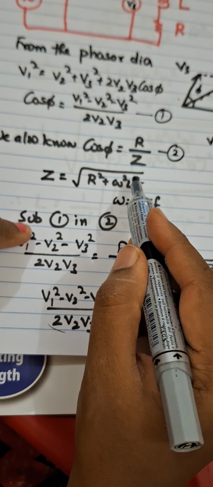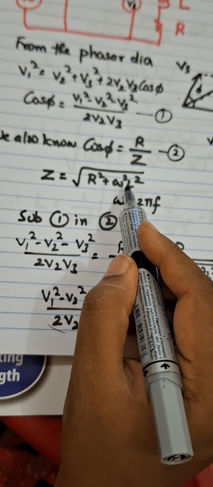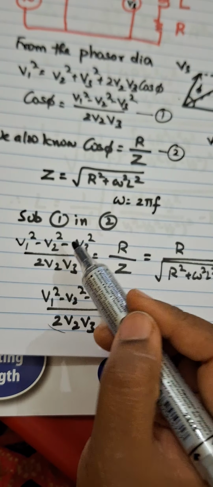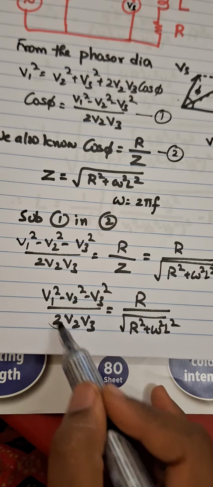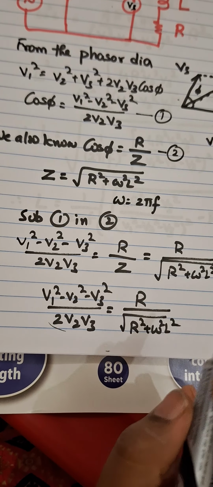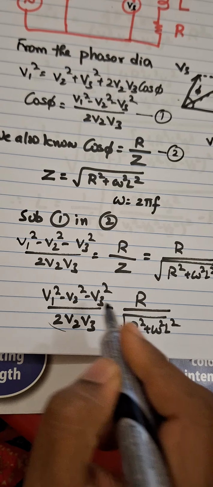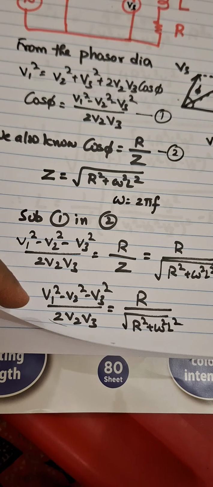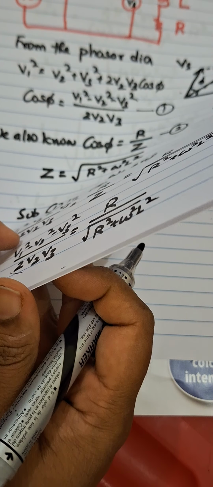L means omega L, right? So R square plus omega square L square. That thing you substituted here, and this is how you got it. After this, your interest is in the inductor, so the inductor should go this side. So that is how the inductor went that way.